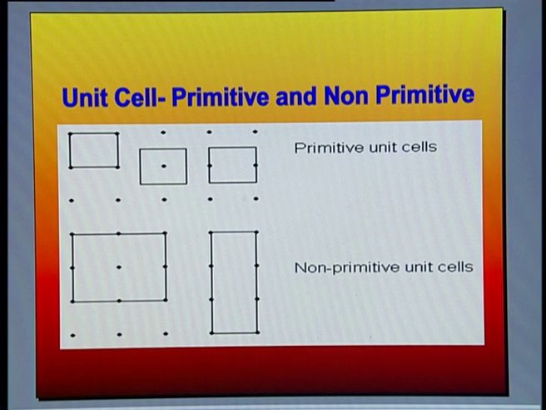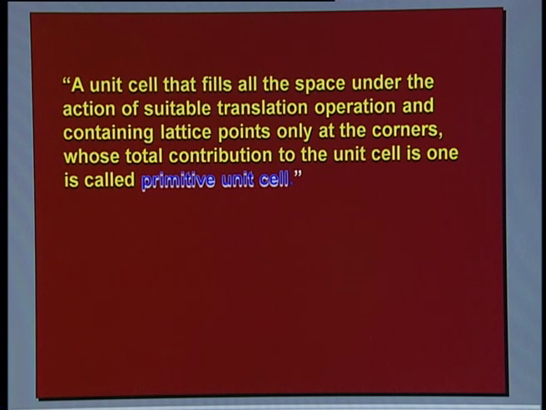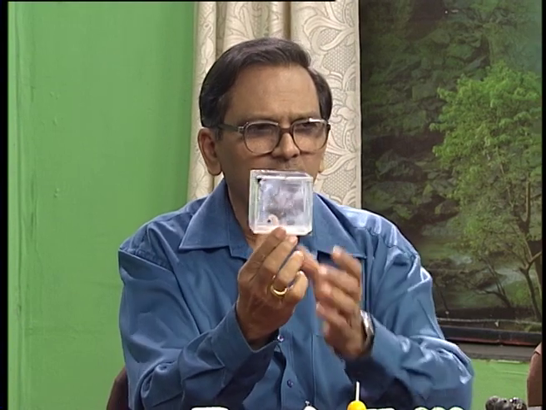Those are called non-primitive unit cells. If the contribution from all the lattice points to the unit cell is 1, then we call it a primitive unit cell. In other words, a primitive unit cell will have lattice points only at the corners, and they contribute 1 lattice point to the unit cell, whereas the non-primitive unit cells contribute more lattice points to the given unit. For example, this is a unit cell; this is called a primitive unit cell. We have lattice points only at the corners, there are no other atoms.